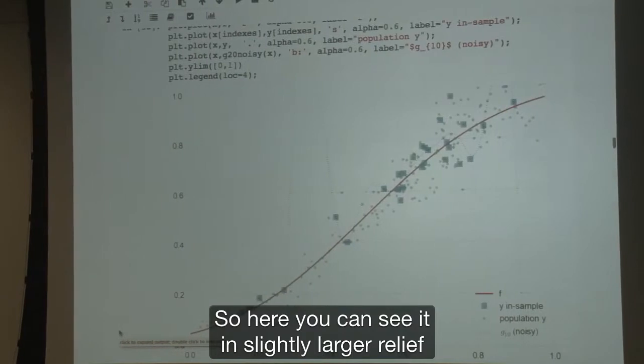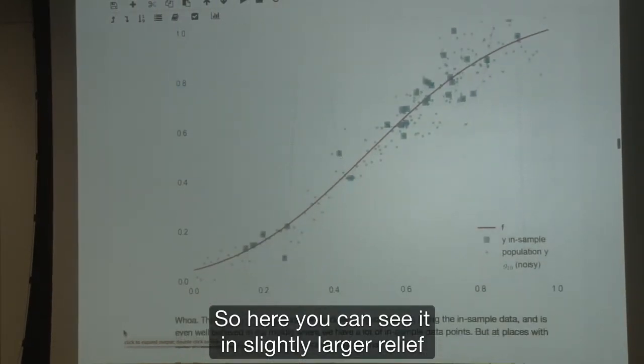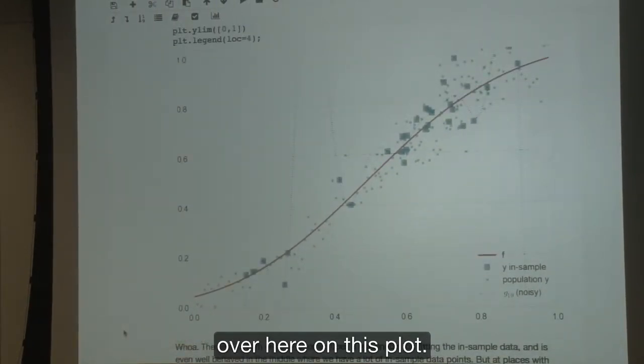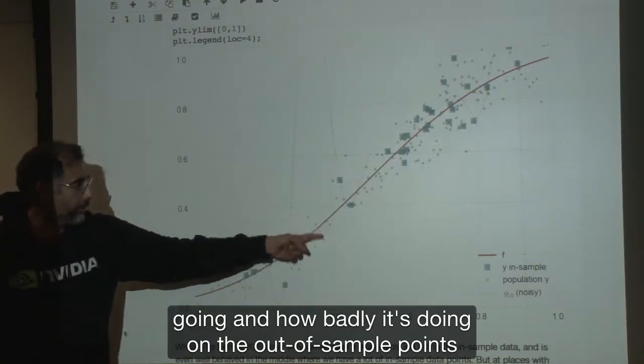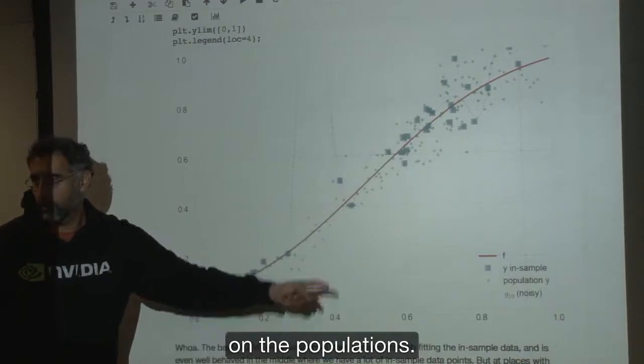So here you can see it in slightly larger relief over here on this plot. Basically, that you can see how up and down this polynomial is going and how badly it's doing on the out-of-sample points on the populations.